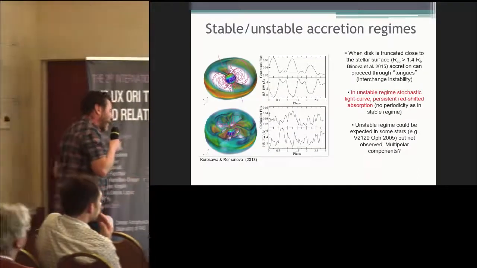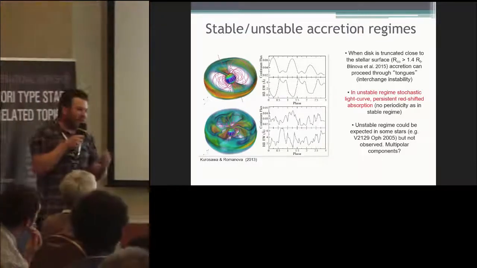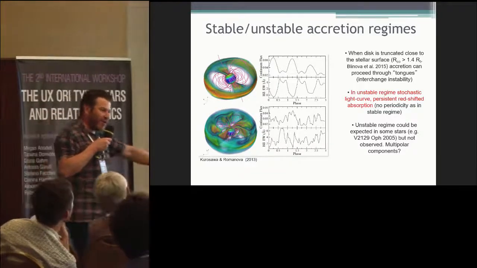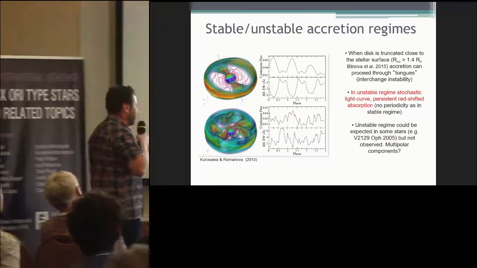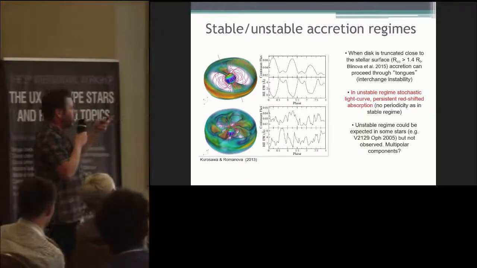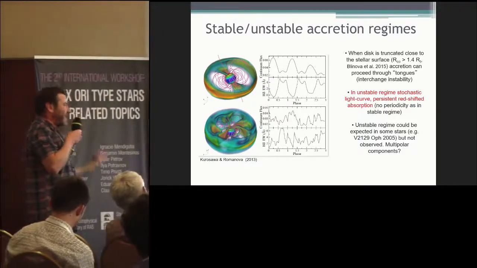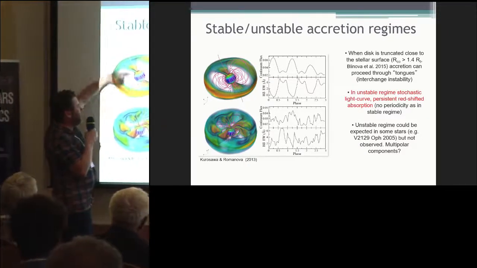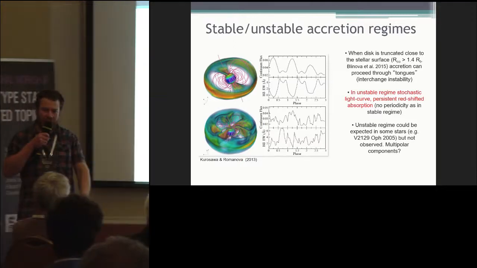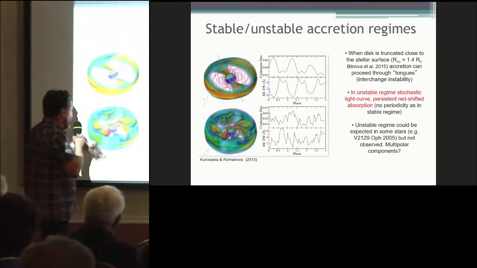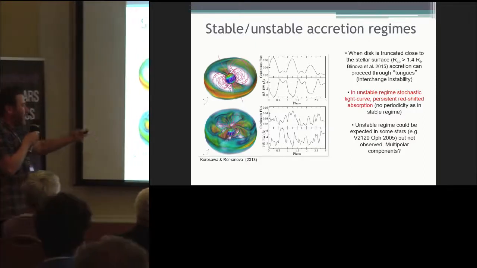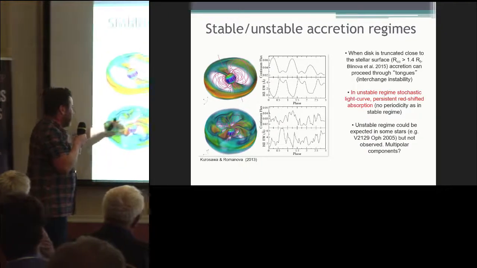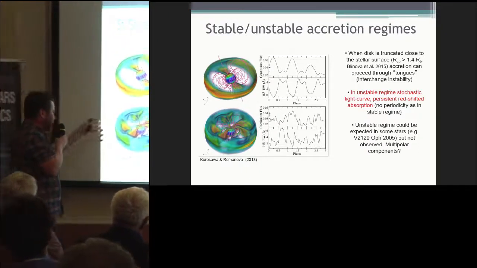On the other side of the variability, instead of truncating your disk very close to the co-rotation radius, you truncate it very, very close to the stellar surface. And in this regime, it has been shown that your system can go into an unstable accretion regime, in the sense that instead of forming two very ordered accretion streams onto the surface of the star, your accretion pattern is fragmented due to an interchange instability and proceeds in tongues going through the magnetic field onto the surface of the star.